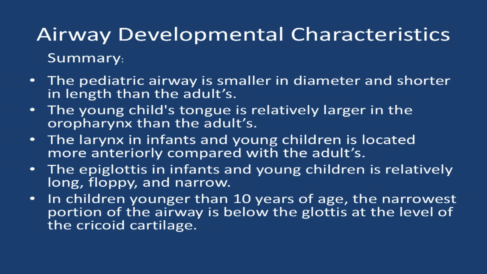Airway developmental characteristics. In summary, the pediatric airway is smaller in diameter and shorter in length than the adult's. The young child's tongue is relatively larger in the oropharynx than the adult's. The larynx in infants and young children is located more anteriorly compared with the adult's. The epiglottis in infants and young children is relatively long, floppy, and narrow, and tends to cover the entrance to the esophagus. In children younger than 10 years of age, the narrowest portion of the airway is below the glottis at the level of the cricoid cartilage.